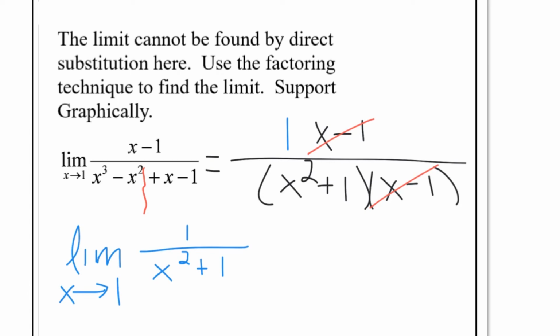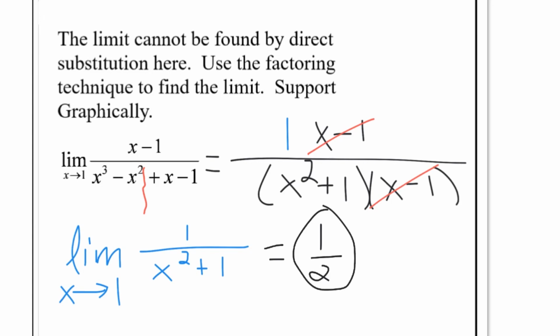So that's what I mean when you write this down. I want you to include the limit notation: the limit as x approaches 1 of 1 over x squared plus 1. Now plug and chug and see what happens. If you plug the 1 in here, we have 1 squared, which is 1, plus 1, which is 2. So we can answer this question now. The limit as x approaches 1 is 1/2.